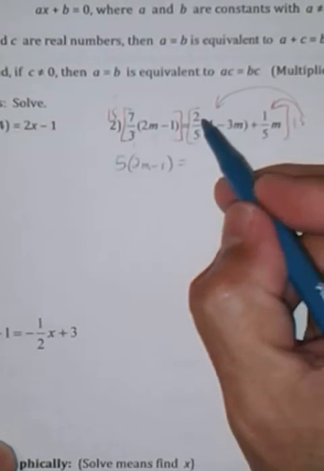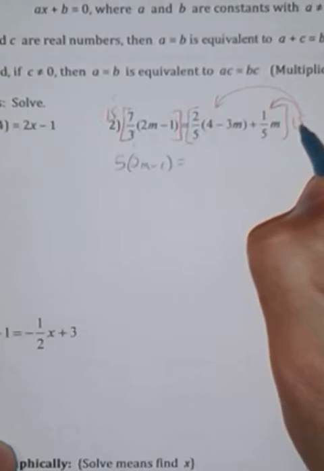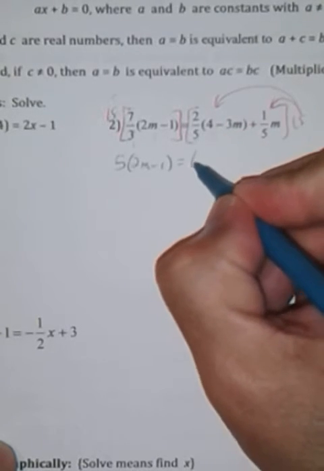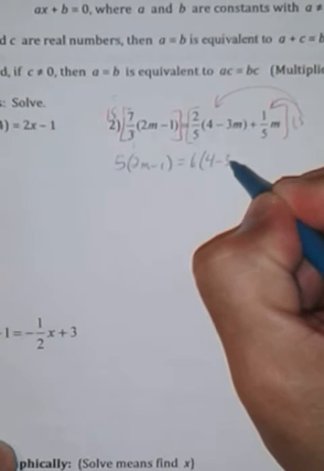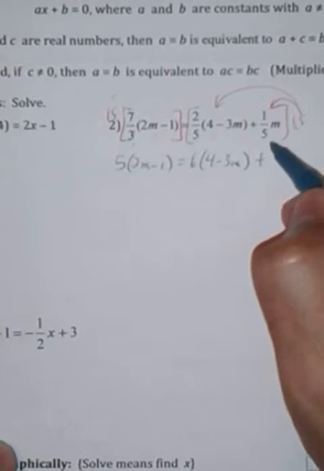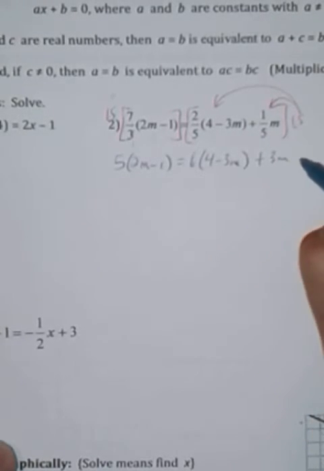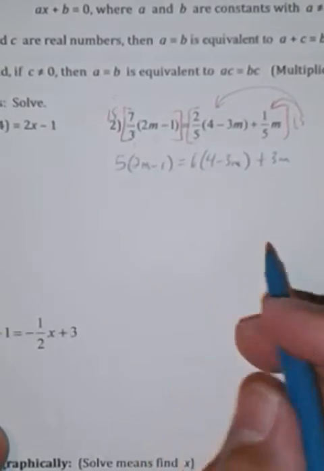15 times 2/5, I can reduce by 5. This will become a 1 and a 3, and then 3 times 2 is 6. I still have not distributed, so that's going to stay. Plus 15 times 1/5, I can reduce by 5, and I get 3m. Okay, so now I'm going to distribute.